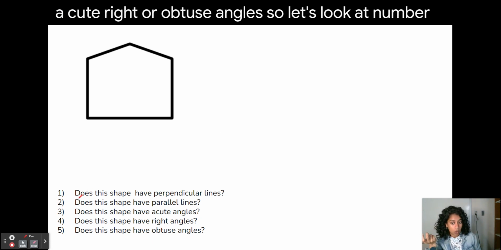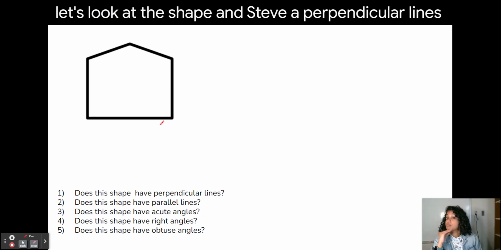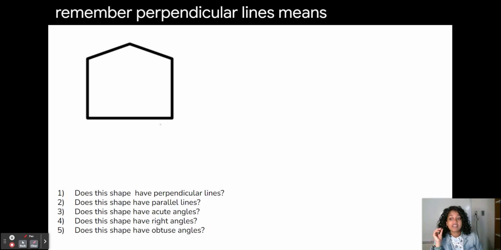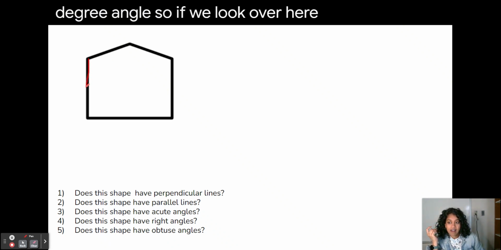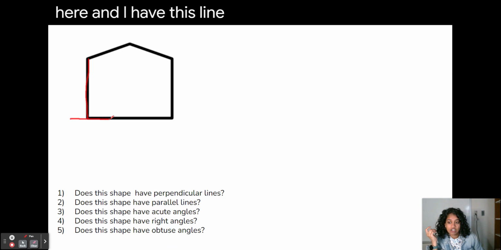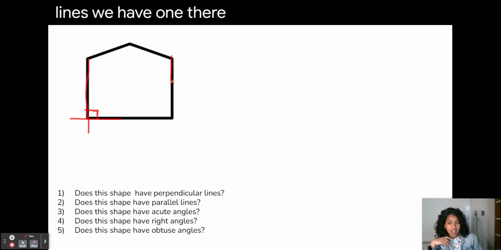Let's look at number 1. Does this shape have perpendicular lines? Remember, perpendicular lines means that there are two lines that intersect and form a 90-degree angle. If we look over here, I have this line here and I have this line here. If those two line segments were to go on forever, we would get a 90-degree angle, right? So we do have perpendicular lines. We have one there, and then we have a second set right over here. These are perpendicular lines because they meet and they form a 90-degree angle. So the answer is yes, they do.